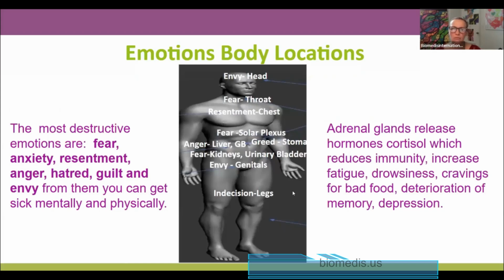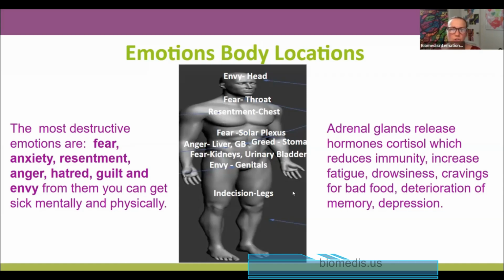The most destructive emotions are fear, anxiety, resentment, anger, hatred, guilt, and envy. From them, you can get sick mentally and physically. During those emotions, the adrenal glands release hormones like cortisol, which reduce the immune system, and increase fatigue, drowsiness, cravings for bad food, deterioration of memory, and depression.